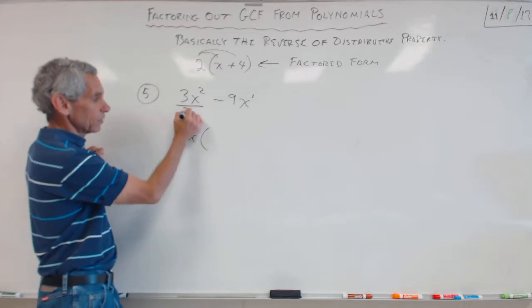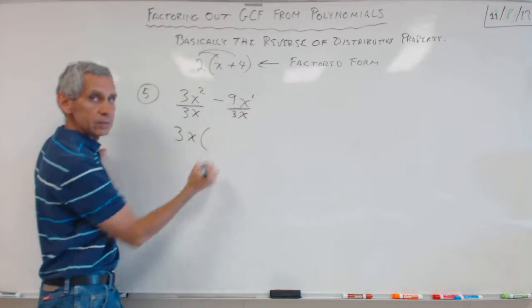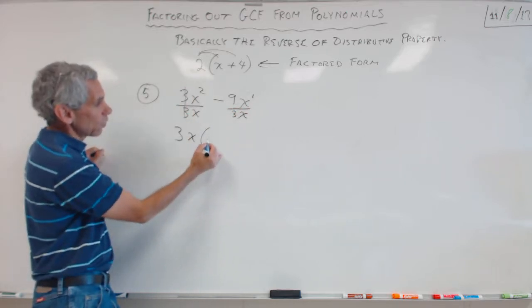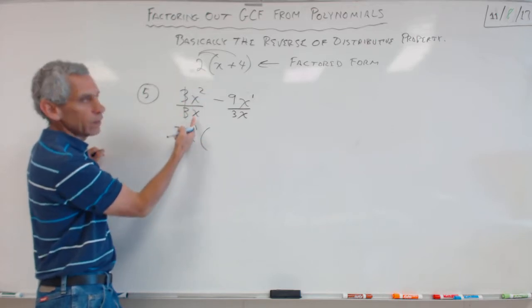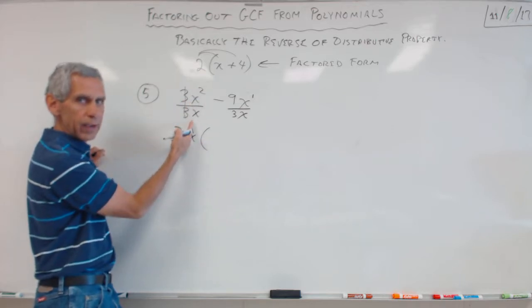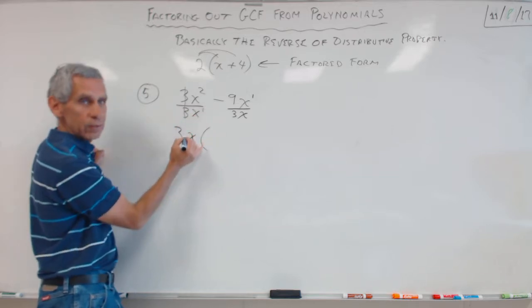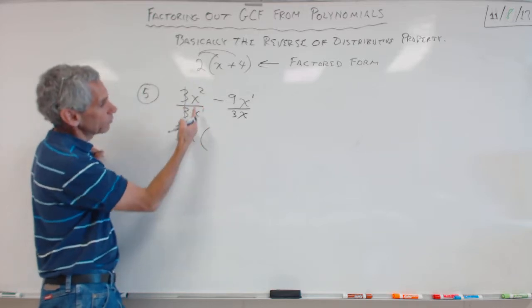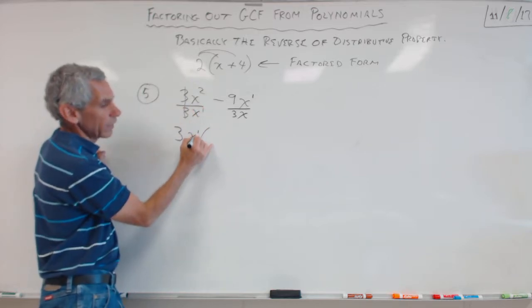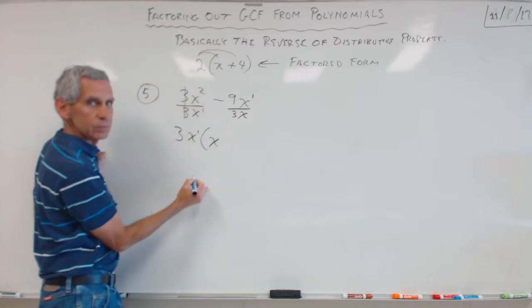So I'm now dividing this by 3x, and I'm dividing this by 3x. So that's just 1, right? So I don't have to write the 1. But what do I have when I have x squared over x? Basically, that's x to the 1, right? It's x to the 2 minus 1. So I'm just subtracting this 1 here from that 2. And that just gives me x.